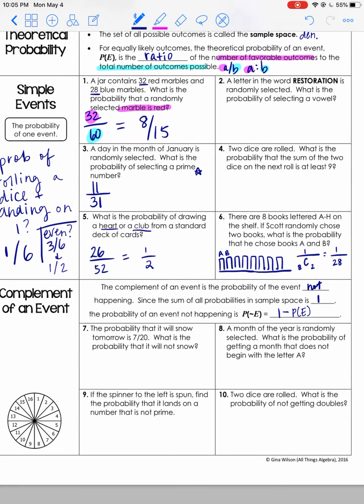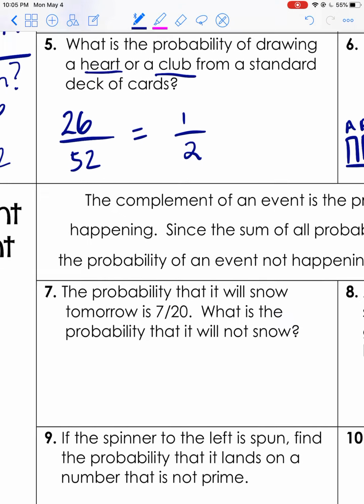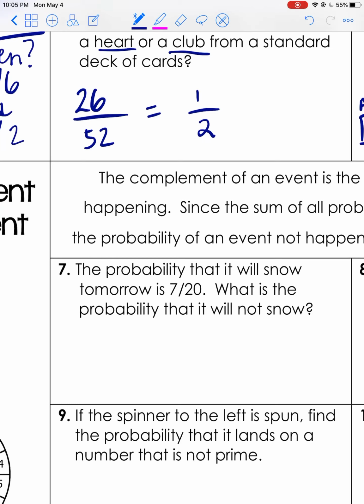Okay, so the probability that it will snow tomorrow is 7 out of 20. What is the probability that it will not snow? Well, that's everything else, right? There's not an in between. There's not like it kind of snows, it kind of doesn't. It either snows or it does not. So that's 1 minus 7 over 20.